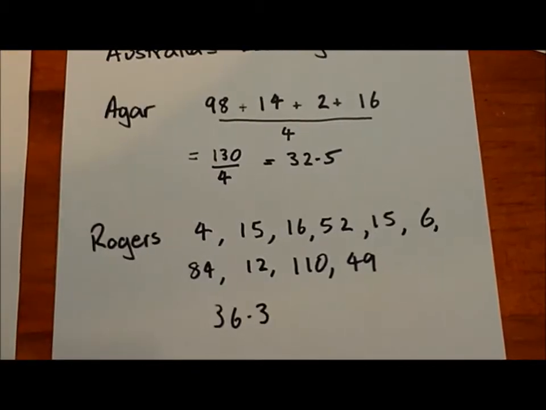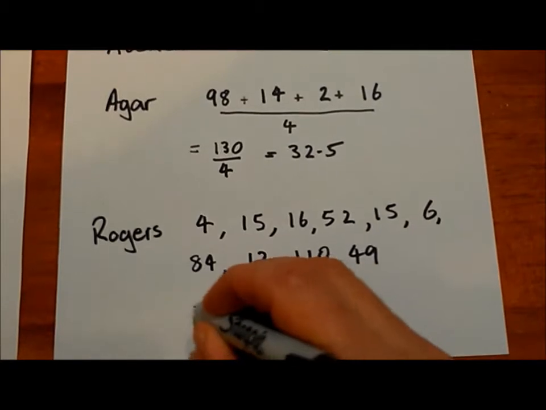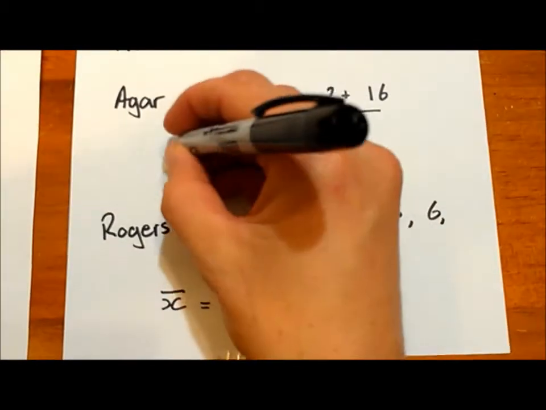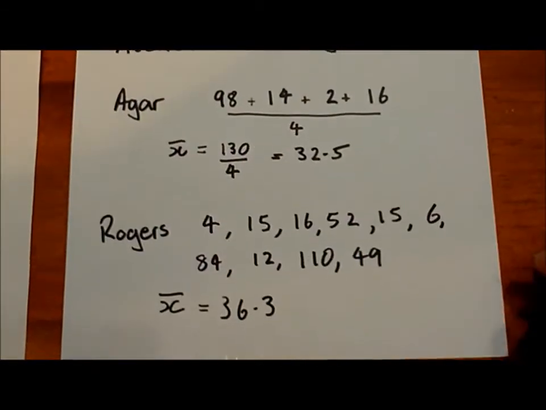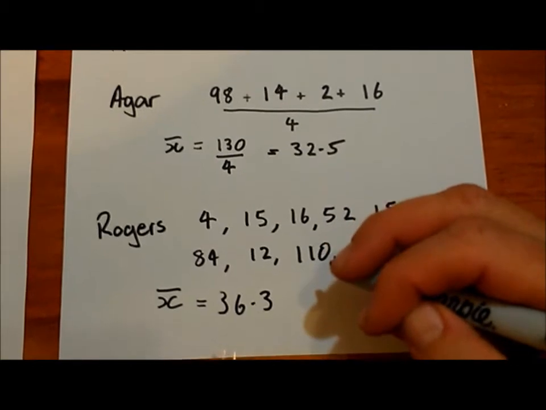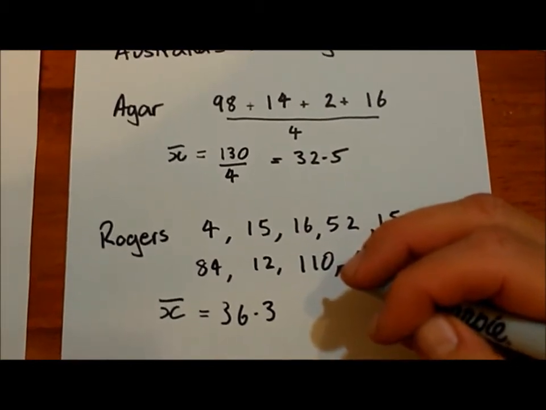So far in our comparison, Chris Rogers has 36.3 as the average, which we symbolise with X bar, and Ashton Agar 32.5. So far he looks like he's in the ballpark to open for Australia. Let's have a look at another Australian opener. We'll take one who's been around a bit longer.